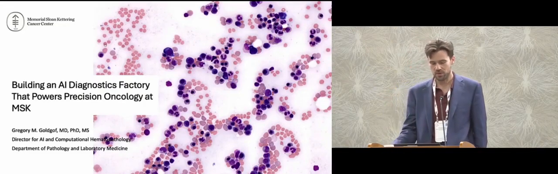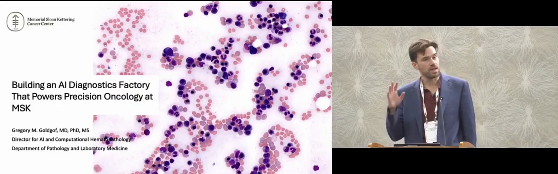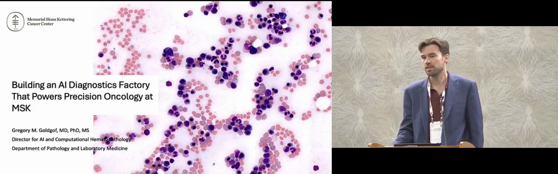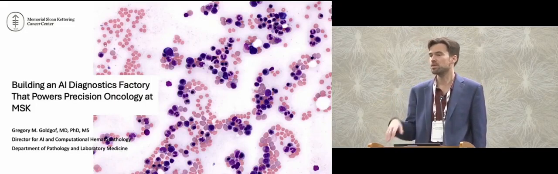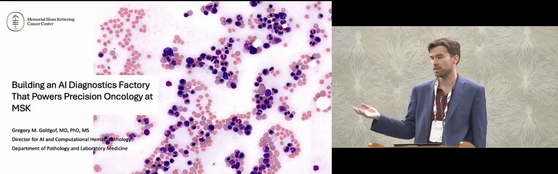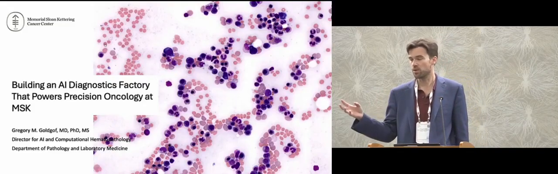We at MSK have a vision for building an AI diagnostic service. The idea behind my lab is that we have an AI diagnostic factory where we develop AI tools and the software surrounding them, the deployment architecture, and deploy them, and work with the clinicians to get feedback on working with these AIs, in an end-to-end process.